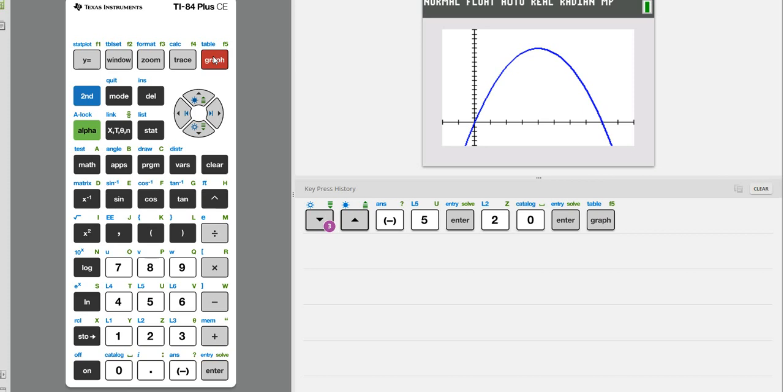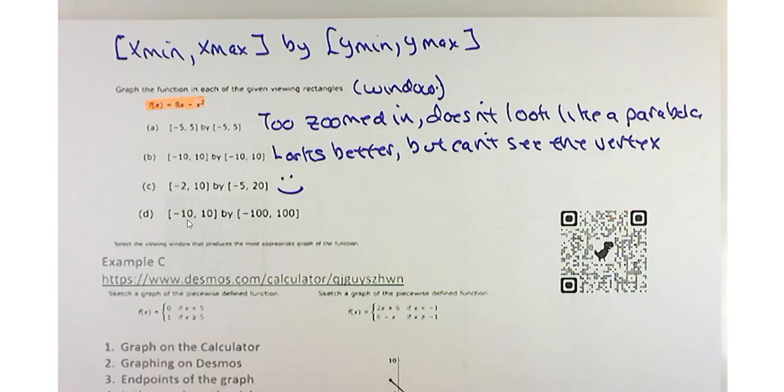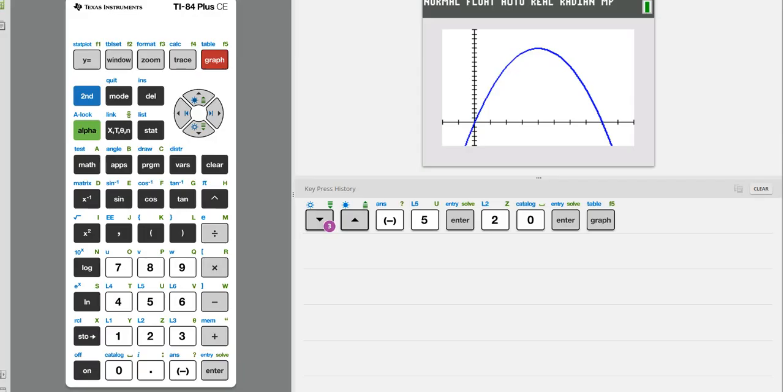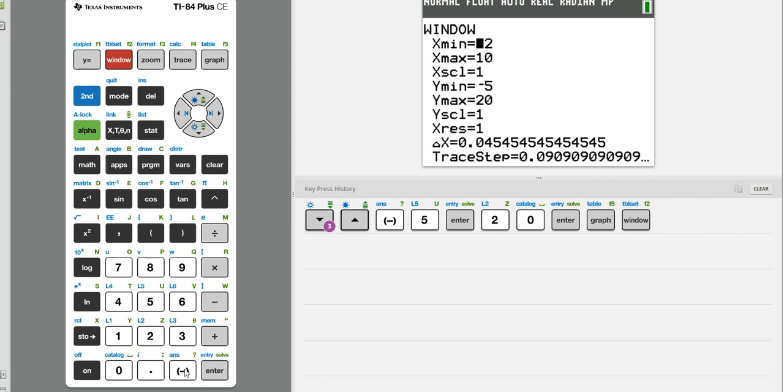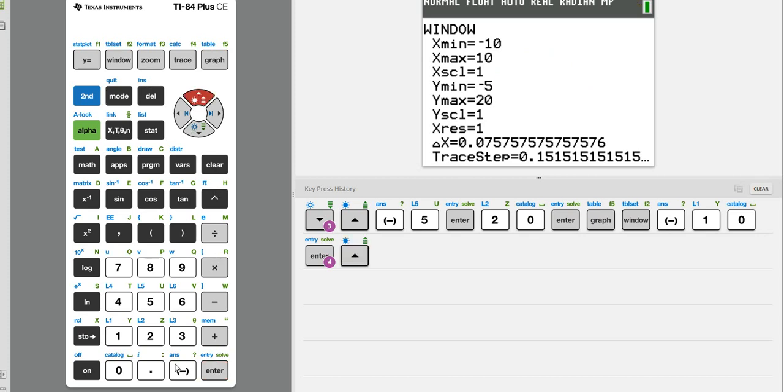I think the other one will be too. Well, we've got one more, right? We've got one more to look at. So that last one is -10 to 10 and -100 to 100. So let's try that one. Too zoomed out. Right? So -10 to 10 and -100 to 100.